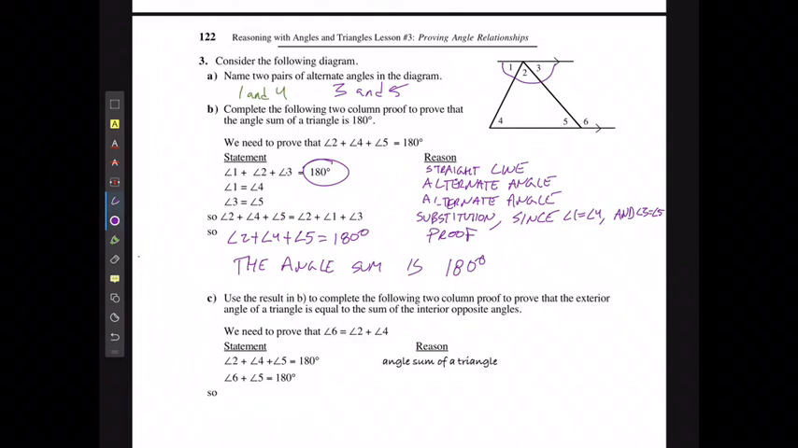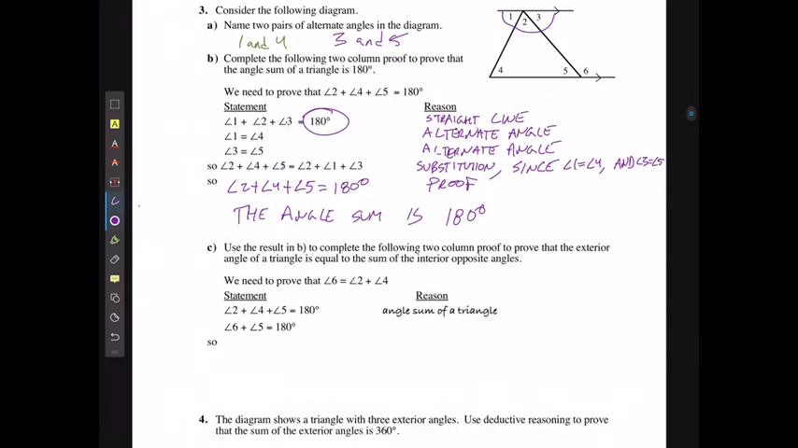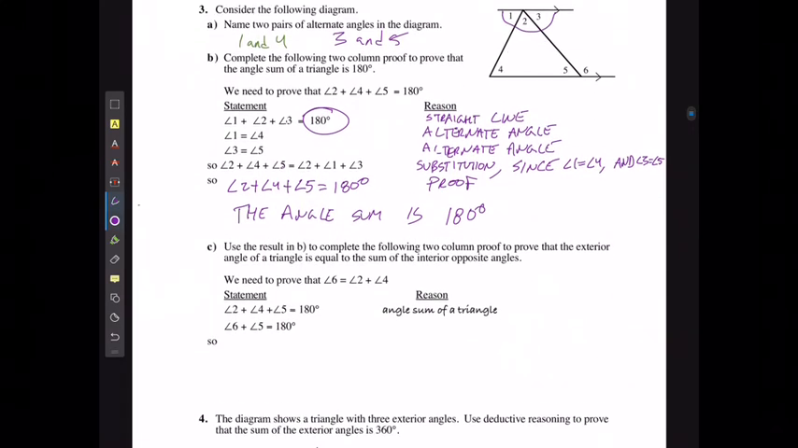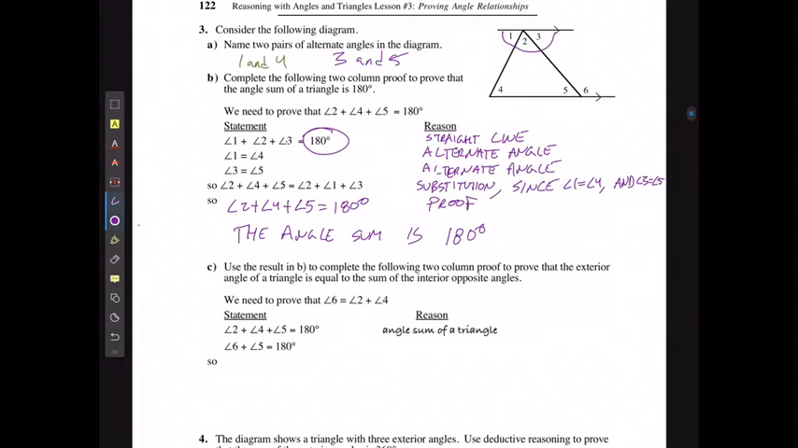If we're using the results in B to complete the following two-column proof, to prove that the exterior angle of a triangle is equal to the sum of the interior opposite angles, then I need to remember that my exterior angle, which we can see here is 6, has to add up to the interior opposites, which would be the sum of 2 and 4. So angle 6 has to equal angle 2 plus angle 4.